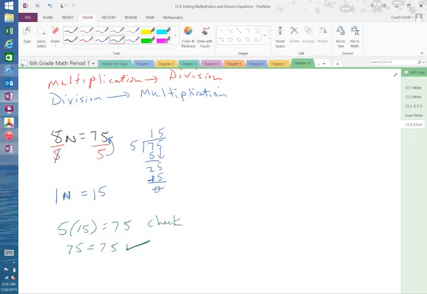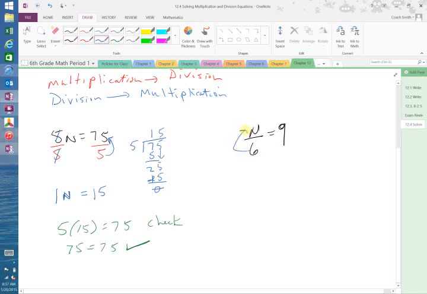Okay? Now, let's look at the other example I gave you. Let's see, n over 6, right? N over 6 equal 9? Is that what I put? Okay. N over 6 equal 9. Okay. Now, this one seems maybe a little bit more difficult, but it's really not. Okay?